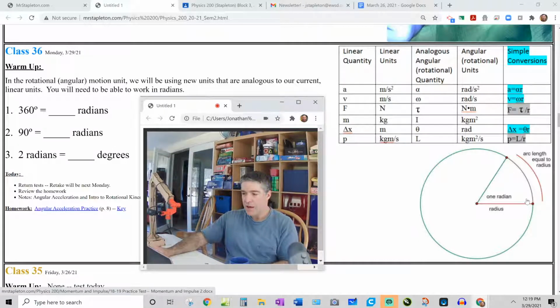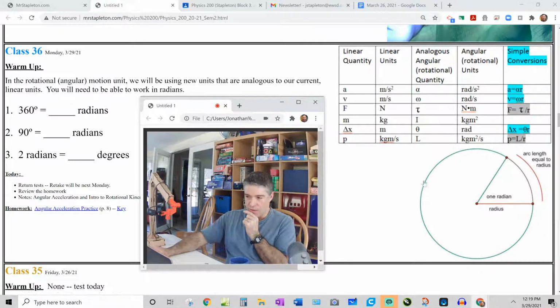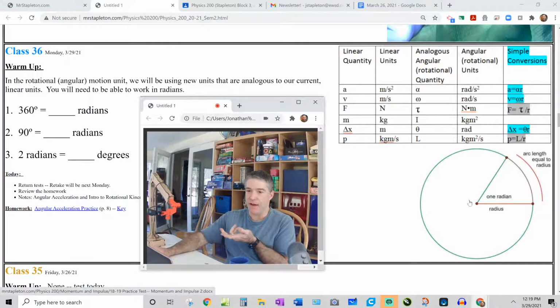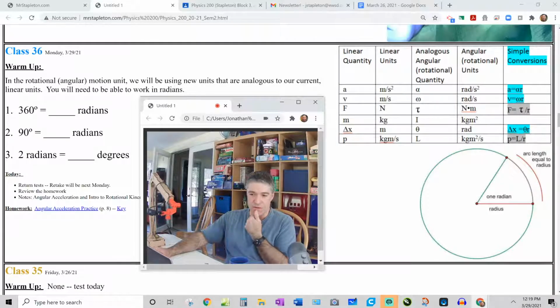And since the circumference of a circle is 2 pi r, then you can take 2 pi of these arcs and stretch them around a circle. So 360 degrees should be 2 pi radians, and then 90 degrees is just going to be half of that. So that'd be half of 2 pi, which would be pi over 2. And then converting the other way is a little bit trickier.